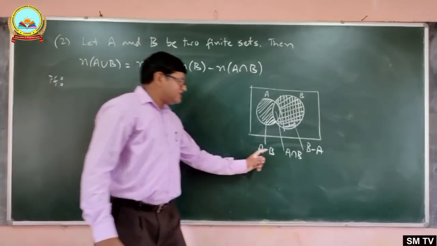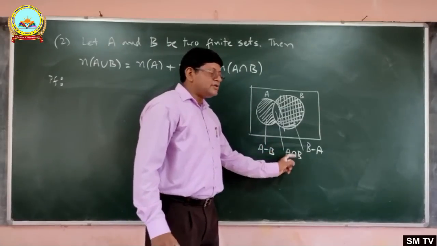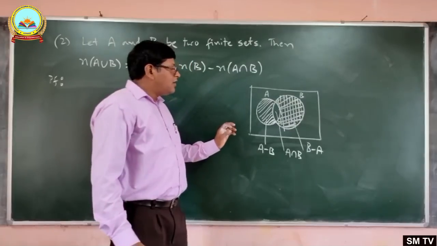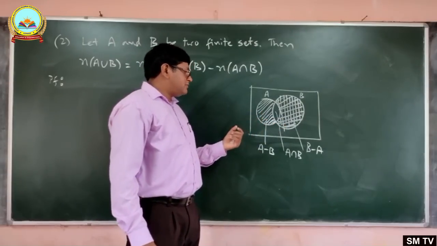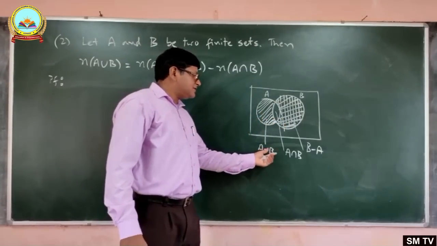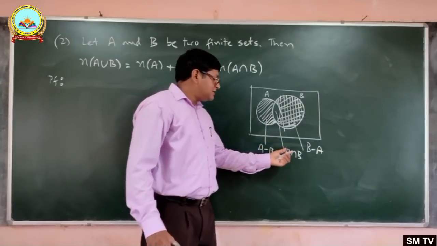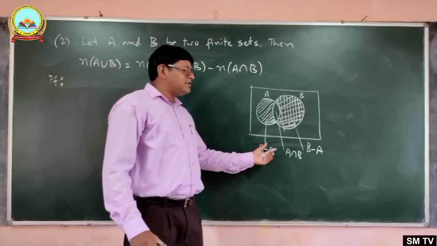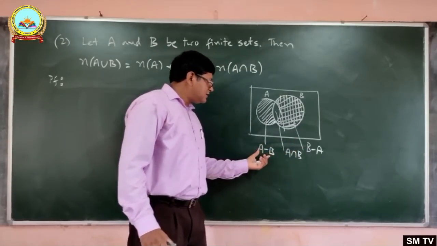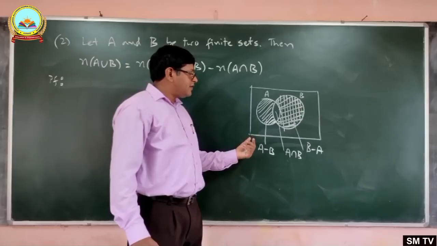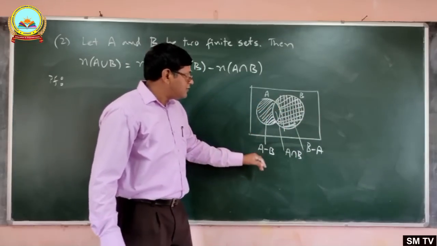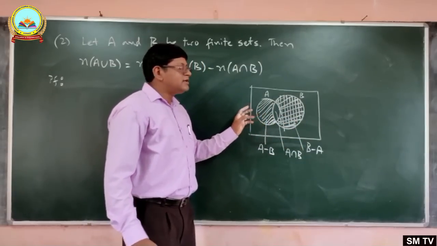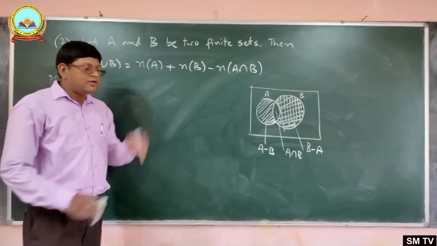See, clearly these three sets, A minus B, A intersection B, and B minus A are mutually disjoint sets. Mutually disjoint means intersection of first and second is null set. Intersection of second and third set is null set. Intersection of first and third sets is null set. And the union of these three sets is nothing but the set A union B, right?